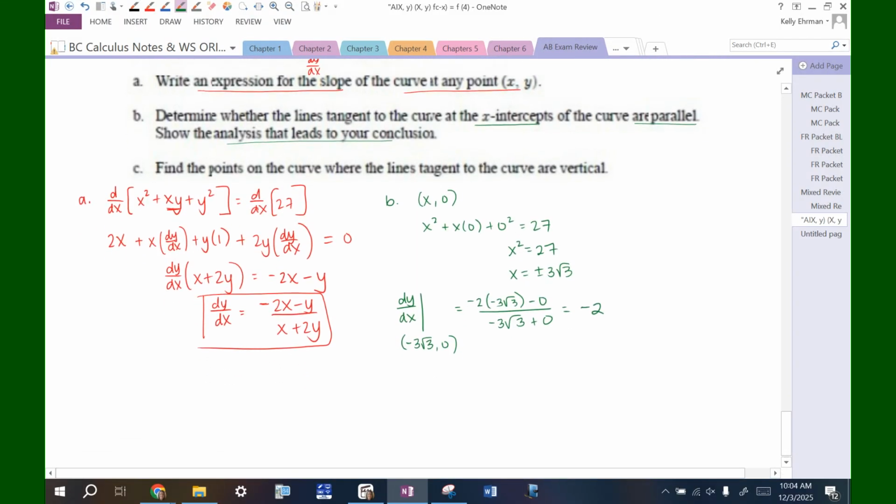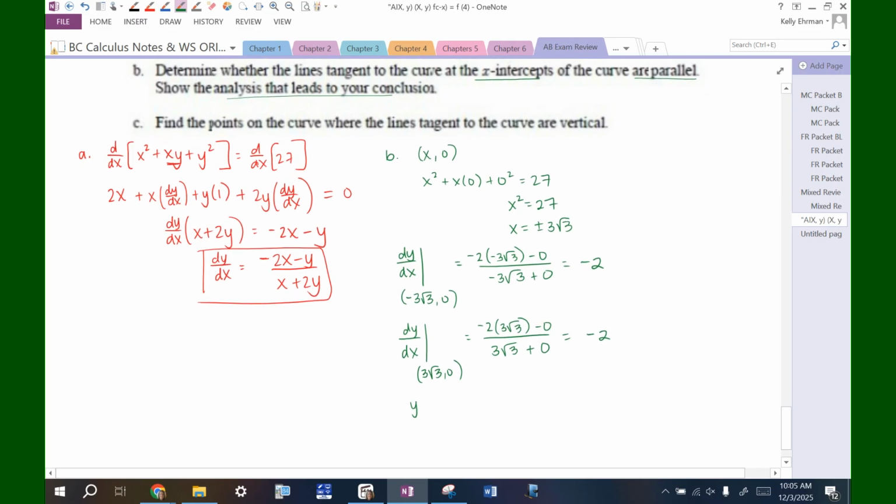And then let's see what the other slope is, if it's the same or not. So dy dx, evaluated at positive 3 radical 3, 0. It's negative 2 times 3 radical 3 minus 0 over 3 radical 3 plus 0. That also comes out to negative 2. So yes, they are parallel.